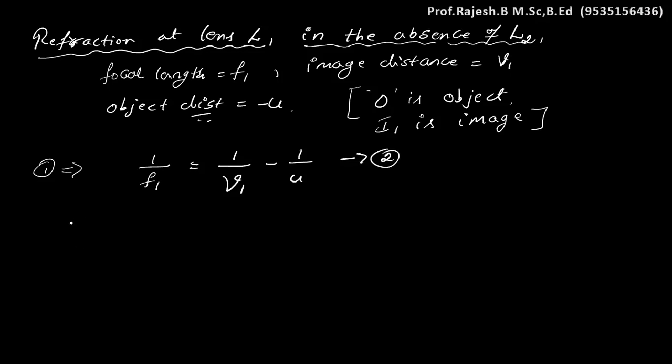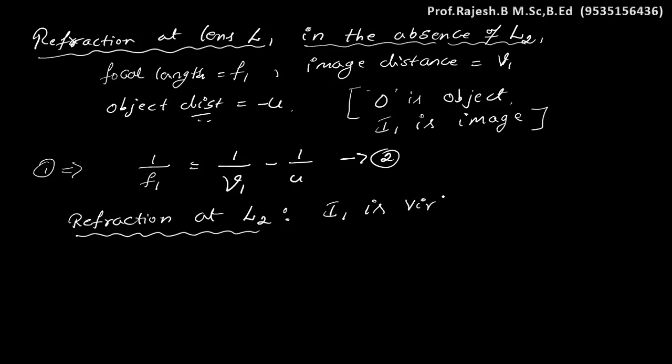Now for the second lens, refraction at L2, second lens. Okay, so here I1 is the virtual object, right? I1 acts as a virtual object, and I is the final image. I is the final image.